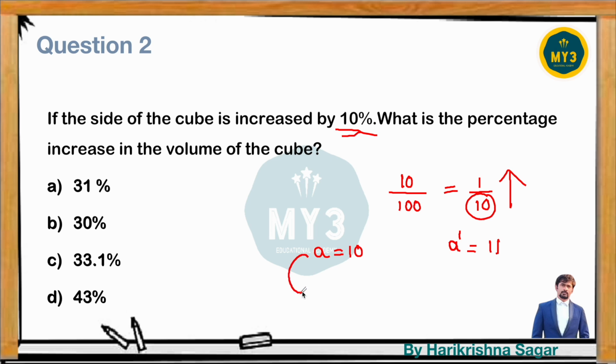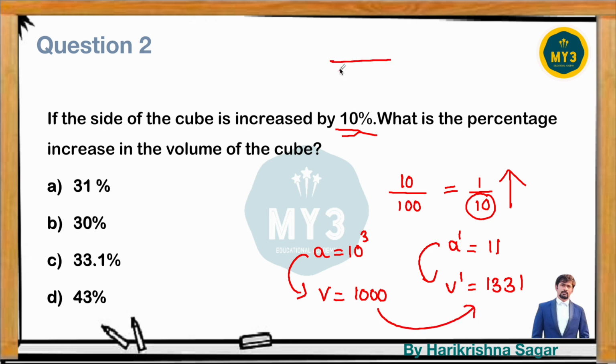So what is the initial volume? 10 cube. 10 cube means the initial volume will be 1000. Now what is the final volume? The final volume will be 11 cube, which is 1331. 1000 to 1331, what is the percentage increase? On top of 1000, there is an increase of 331. We can take the answer 33.1 by 100. We can also write this as 33.1%. Available as C. Mark it as the answer choice.